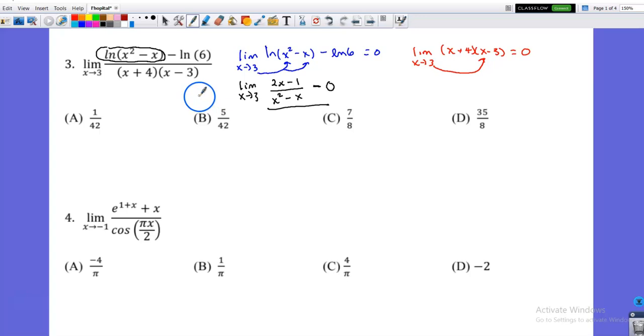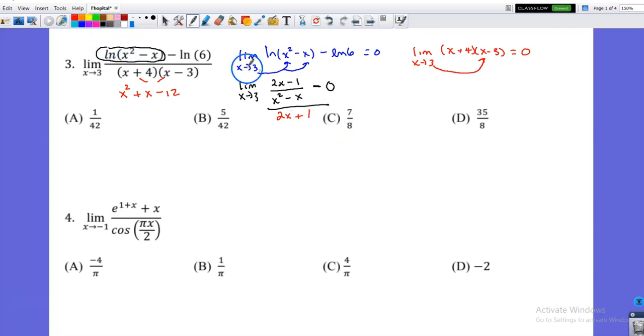Then I'm going to take the derivative in the denominator. Now, instead of doing the product rule, I'm going to multiply this together and get x squared plus x minus 12. That's what happens if you multiply these two binomials together. When I take the derivative, I will get 2x plus 1.